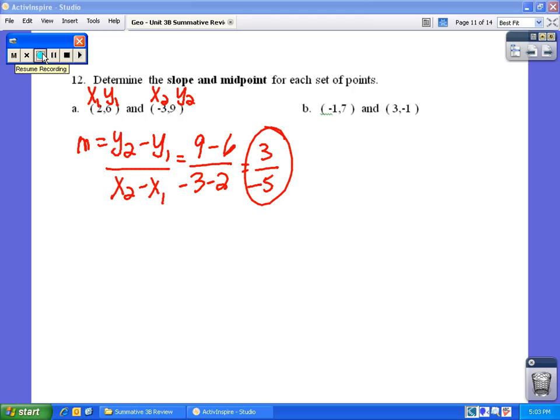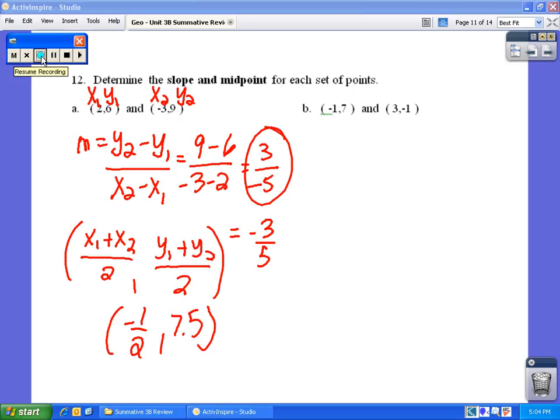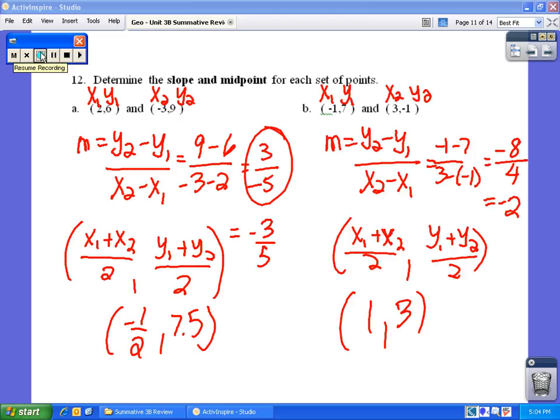I assign the first point to be x1 and y1, and the second point to be x2 and y2. Using the slope formula, y2 minus y1 divided by x2 minus x1, I got that the slope is 3 over negative 5, or negative 3/5. The formula for the midpoint is x1 plus x2 divided by 2, comma, y1 plus y2 divided by 2. Plugging in my x's and y's, I find the midpoint is negative 1/2, comma, 7 1/2. For the second set of points, I found that the slope was negative 2, and the midpoint was 1, comma, 3.